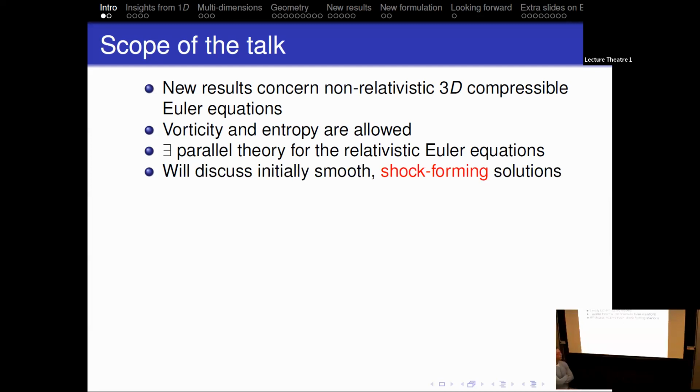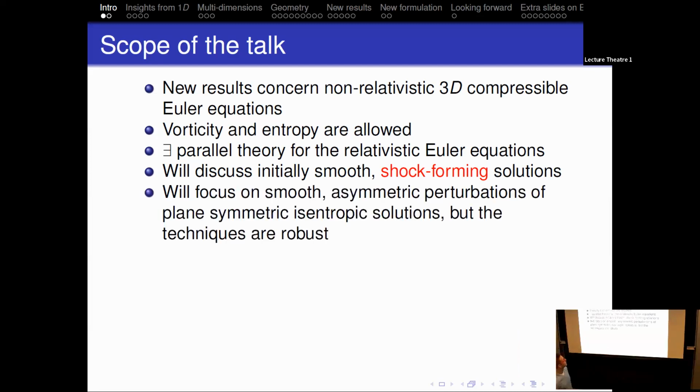And so the focus of the talk is going to be on solutions that have very regular initial data, C infinity if you want, but they lead to the finite time formation of a shock singularity. And the techniques that I'm going to discuss apply in many regimes, but I'm going to focus on a specific regime because it's one of the simplest one can treat.